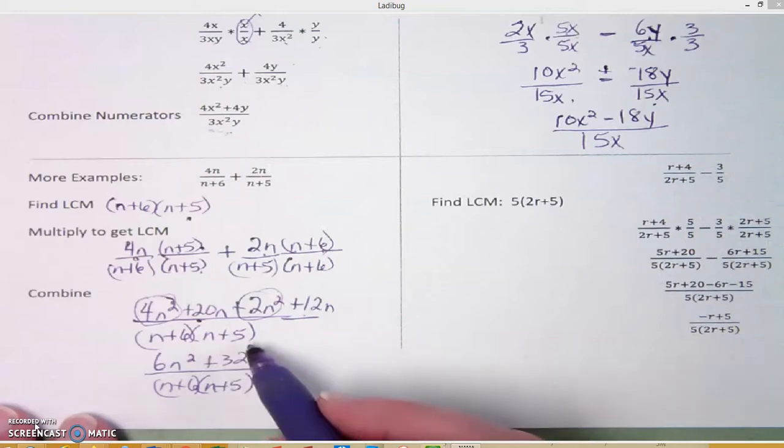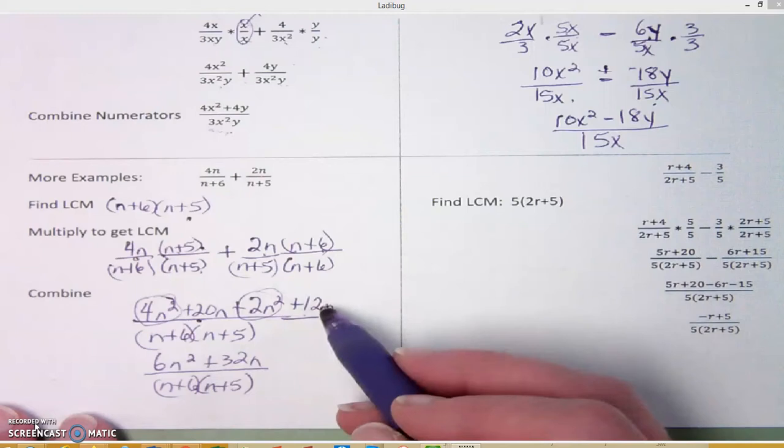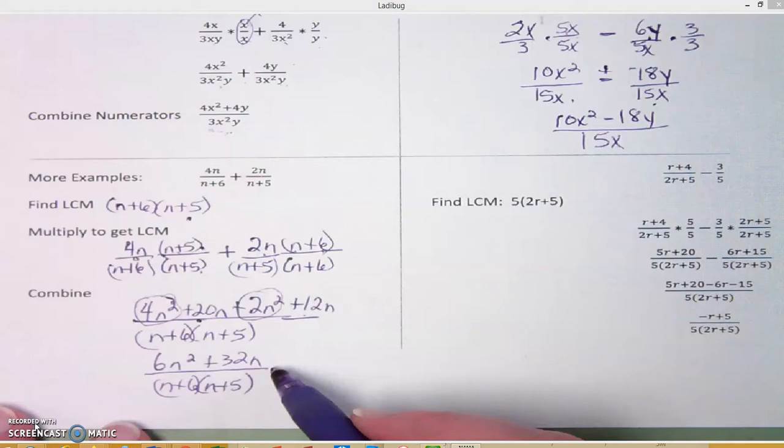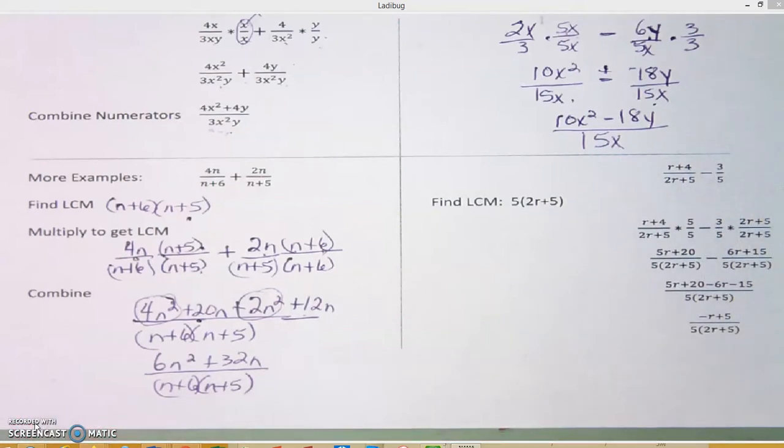Did I add this right? This should have been 2n times 6, 12. I think that's right. I think the notes that I'm looking off of are wrong. So that's what that should have been. If you see my mistake, then come tell me, and you can get a Jolly Rancher.